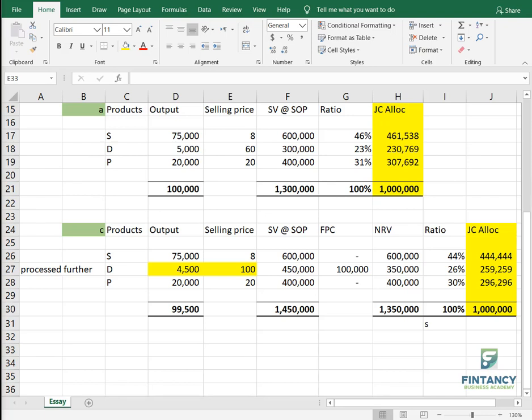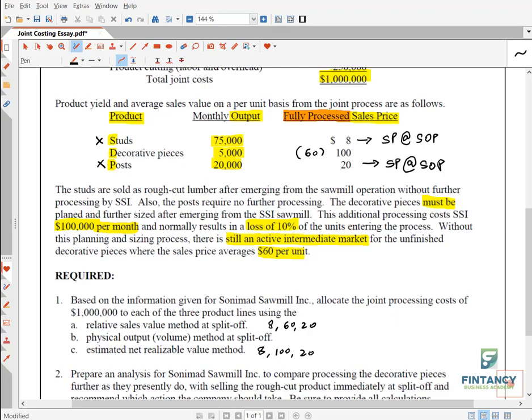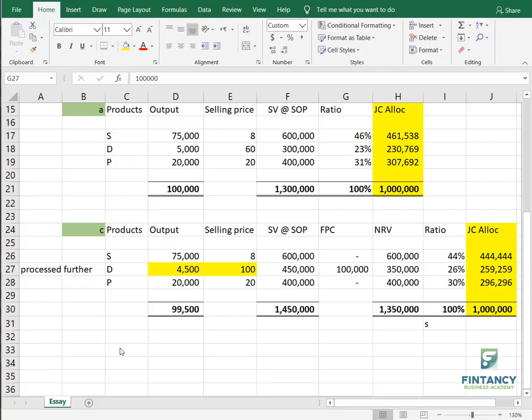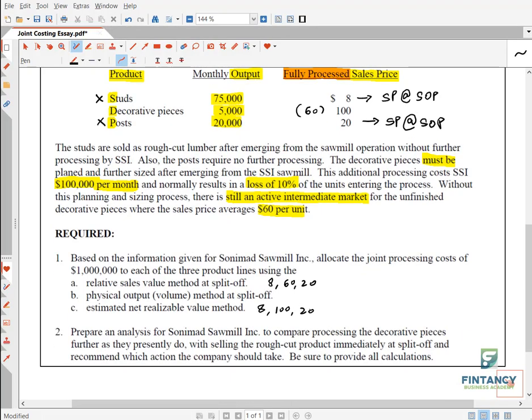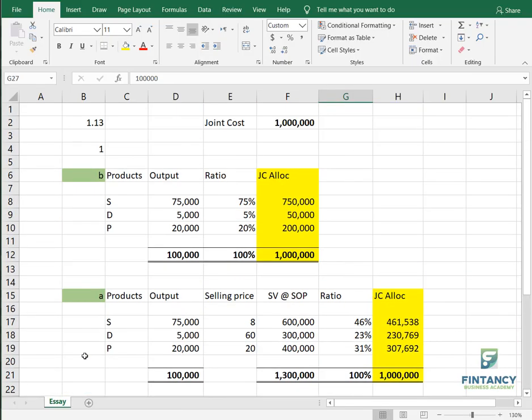Now we will do the second. So my friends, let's do the next requirement. What is the next requirement? Number 2. Prepare an analysis for the company to compare processing the decorative pieces further as they presently do, with selling the rough cut product immediately. So they say don't process further. What will happen? So what you recommend? Shall we process further or not? Right? So let's do this analysis here.